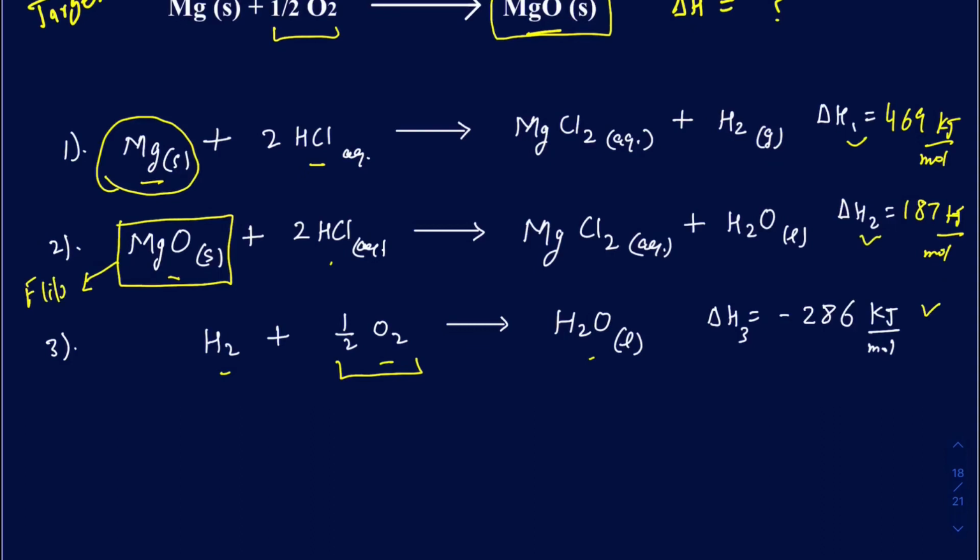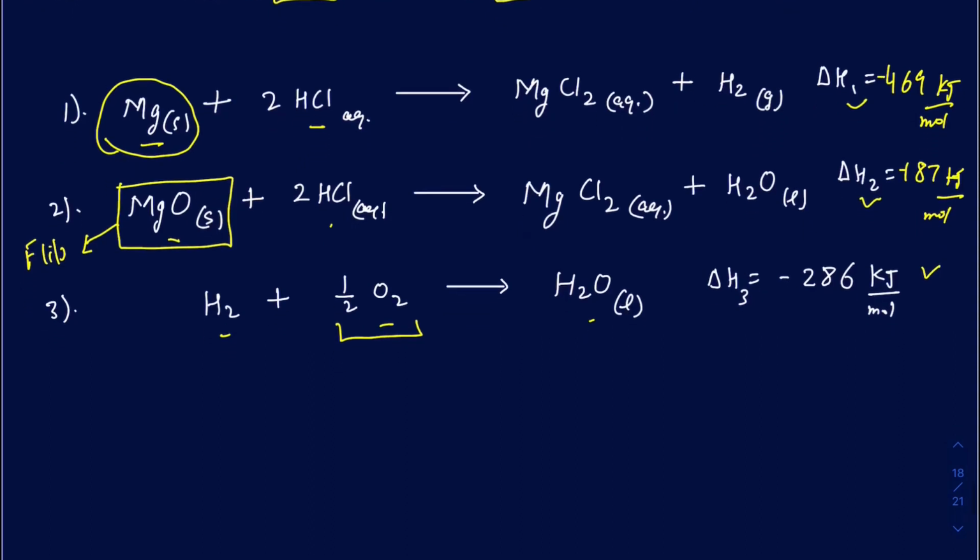Okay, sorry about that. I forgot to write down negatives there. So both of those delta H's were negative to begin with. So don't forget that. So you need to flip this reaction. When you flip this reaction, your delta H is also going to flip the sign.